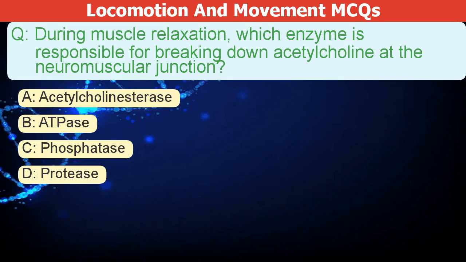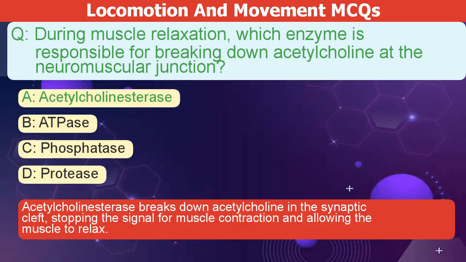During muscle relaxation, which enzyme is responsible for breaking down acetylcholine at the neuromuscular junction? A. Acetylcholinesterase. B. ATPase. C. Phosphatase. D. Protease. The correct answer is A. Acetylcholinesterase breaks down acetylcholine in the synaptic cleft, stopping the signal for muscle contraction and allowing the muscle to relax.